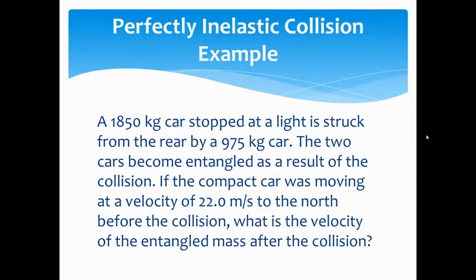All right, so let's do a perfectly inelastic collision example. An 1,850 kilogram car stopped at a light is struck from the rear by a 975 kilogram car. The two cars become entangled as a result of the collision. If the compact car was moving at a velocity of 22.0 meters per second to the north before the collision, what is the velocity of the entangled mass after the collision?